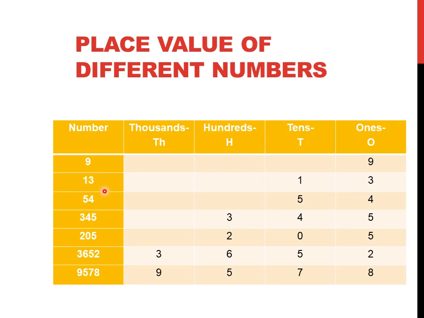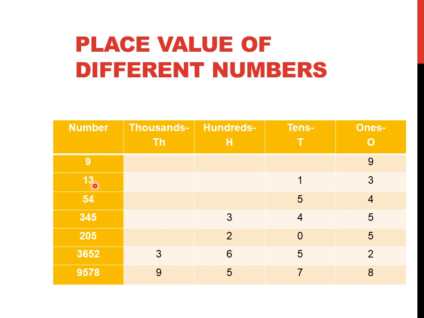Here I have taken a list of numbers. Can you say the place value of these numbers along with me? The first number is 9. This is a single digit number. When you have a single digit number, it always comes under ones place. So 9 ones.